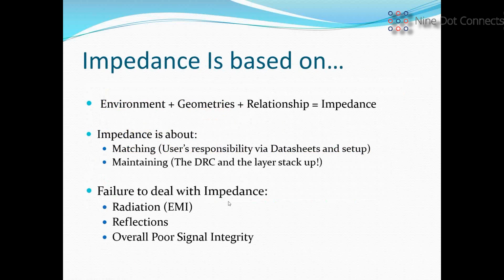Well, we can try to ignore it, but the fact of the matter is the science is going to catch up with us. And how is that going to impact us? Well, it's going to be radiation or in the form of electromagnetic interference. You're going to get reflections, which can ultimately damage buffers. And then lastly, it's just going to be a crappy signal, right? You can send stuff down the line, but if the receiver can't read it, what good is it? Or you're going to have a compromised line, or you're going to have compromised data, and that's not what you want.